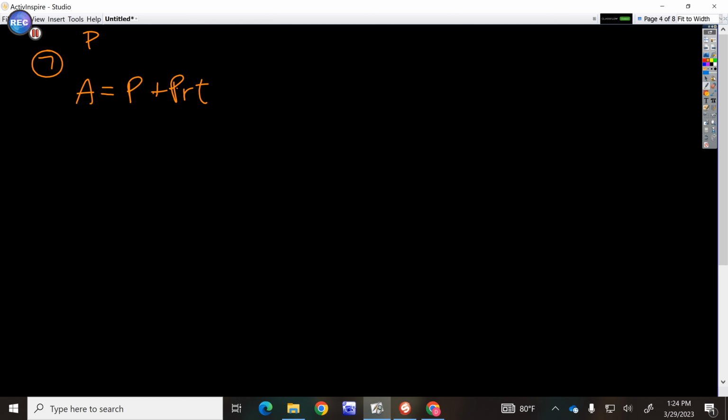So on this one, you cannot put them together. The only way to see a P one time in this question is to factor it out. So P parentheses equals A.